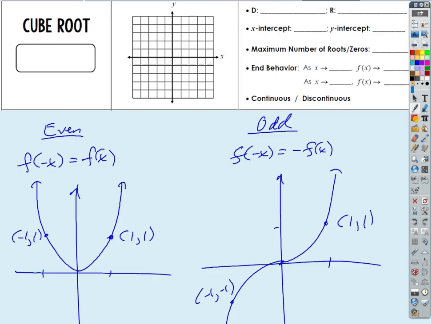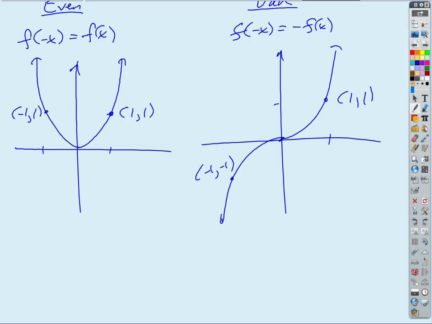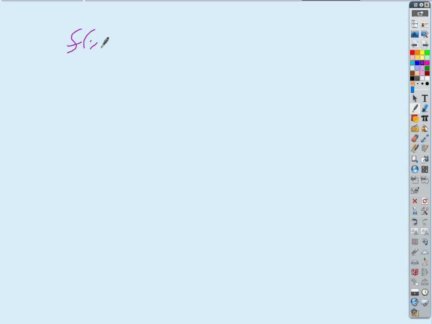So let's apply this to our square root graph and see what happens. If we do this test on a square root graph, let's see what happens when we evaluate it at -x.